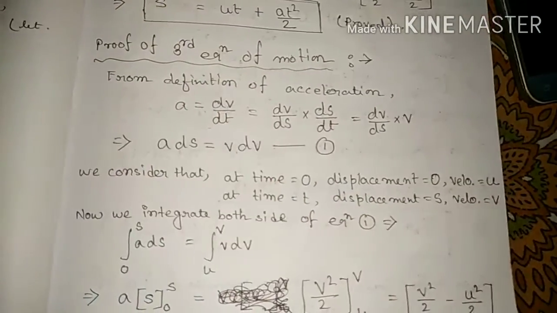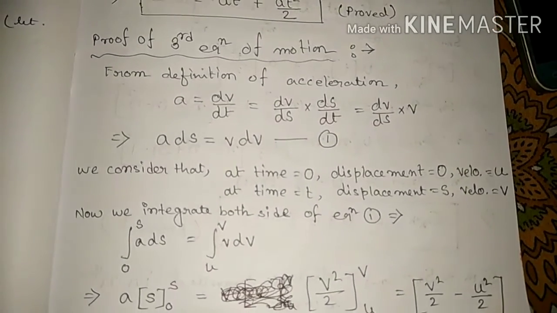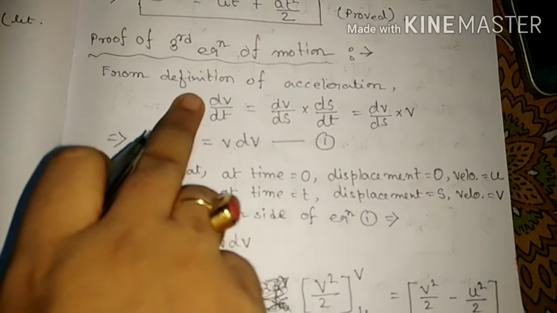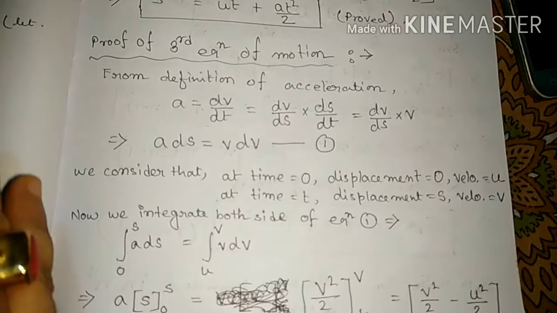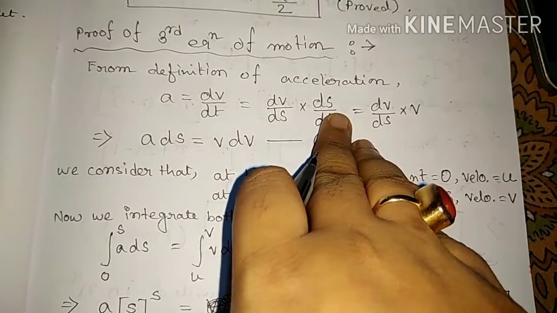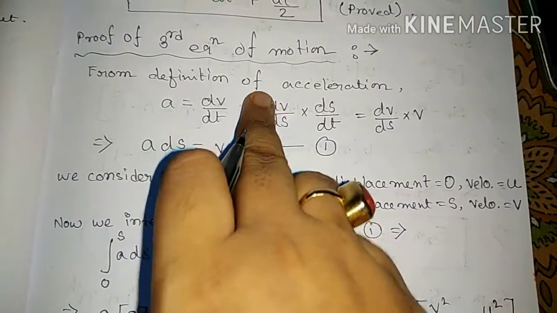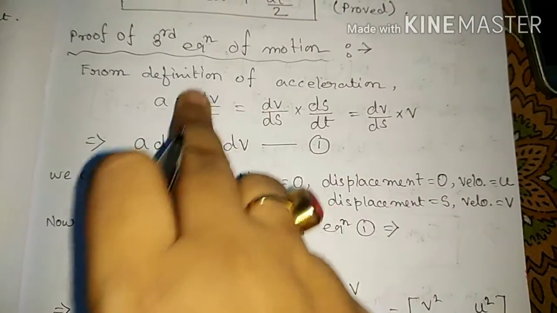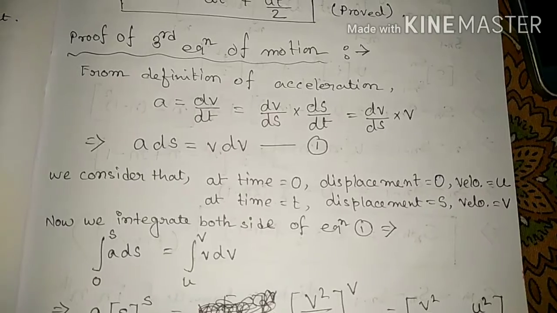So from where do we get that? We use the definition of acceleration, that is dv by dt. In this equation we have only two variables, dv and dt, but in the third equation no t term is there. So we write this equation in such a way that we have two variables, dv and ds: dv by ds into ds by dt. You see that if ds cancels, ultimately we get the original equation, that is dv by dt.